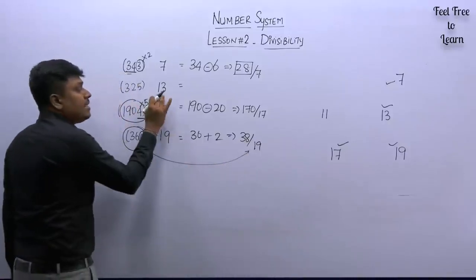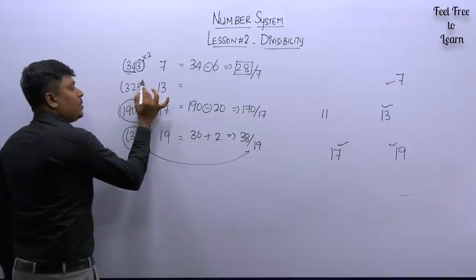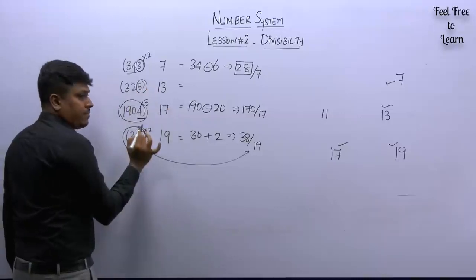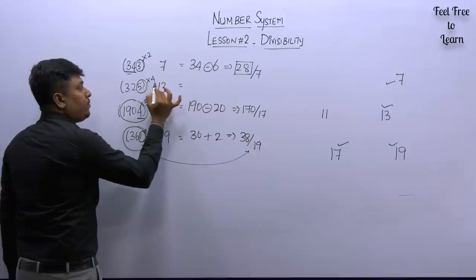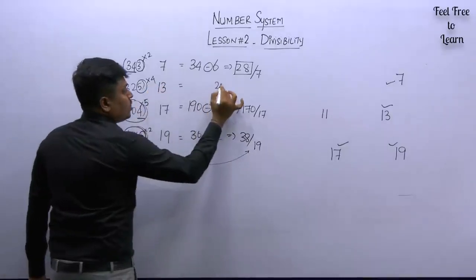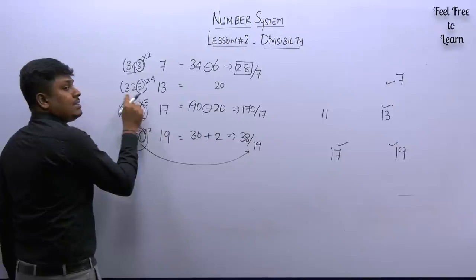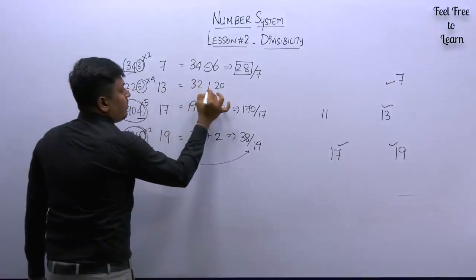So the last is 13, right? Similarly, you have to look at the last digit of the number, which is 5. You have to multiply this by 4. 5 into 4 is 20. What about the remaining digits? 32. Similarly, you have to add, right?